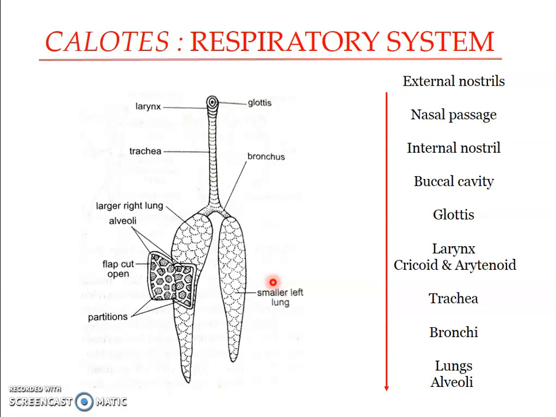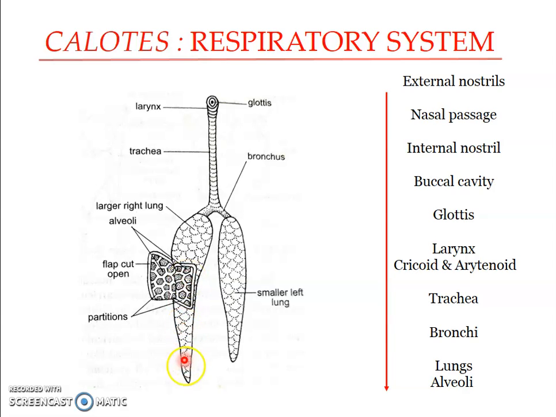These ridges are much closer and more numerous towards the anterior end, while towards the posterior end it is less prominent or less numerous. The chambers on the wall are called alveoli, and you can see them over here when it is cut open. It is in these alveoli that the gaseous exchange takes place.